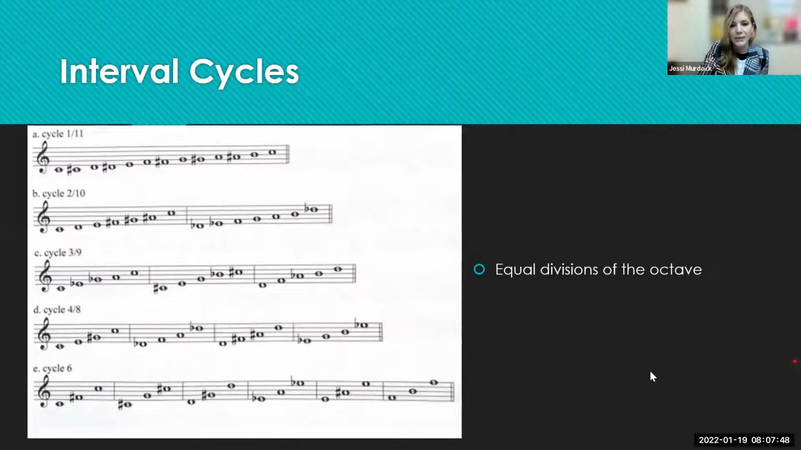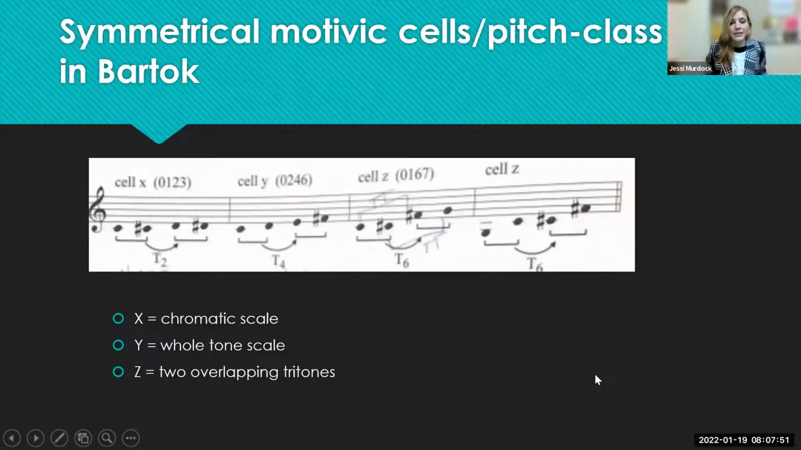Okay, so the reason that we talk about these interval cycles is because we see groupings of these as little cells in Bartok's music. We're going to label these cells like we're doing math, so with X, Y, and Z. Cell X is really just a segment of a chromatic scale. All of these are just 4-note cells, basically, and they could start on any note. It doesn't have to start with a C each time. They can be transposed so that they can start on other notes. But as you can see, cell X is just a chromatic scale, so we're just using 4 pitches that are all separated by a semitone.